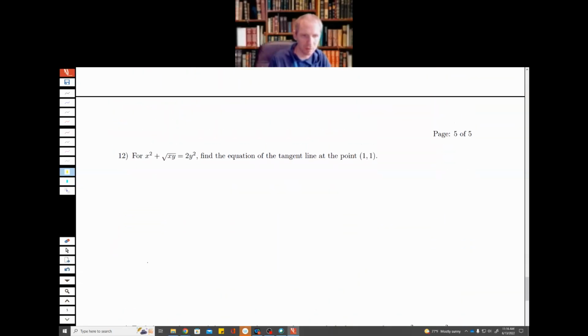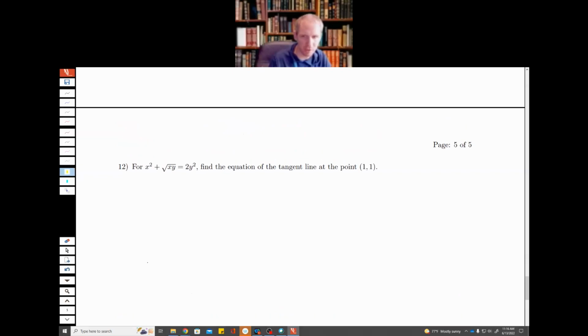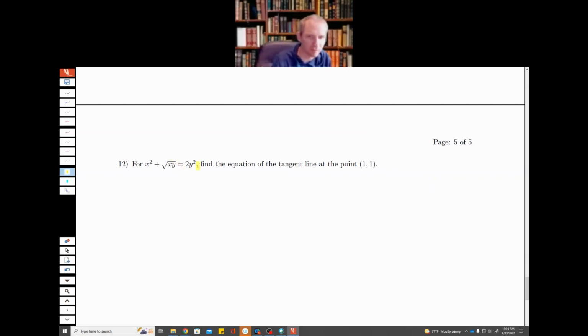Okay, so let's look at questions 12 and 13. 12 and 13 both involve implicit differentiation, and again, logarithmic differentiation and implicit differentiation, I definitely think are the hardest topics in chapter 3. So let's go ahead and look at taking the derivative of this thing. I want to find the equation of the tangent line.